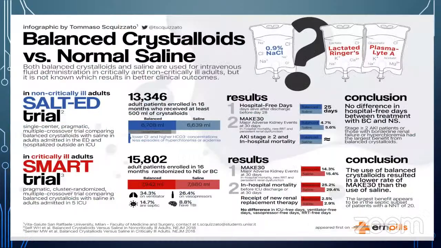So this is the earliest study which compared balanced crystalloids with saline. In non-critically ill adults, the earliest trial was the SALT-ED trial, and in critically ill adults, it was the SMART trial, which is a cluster randomized controlled trial done in almost 5 ICUs.